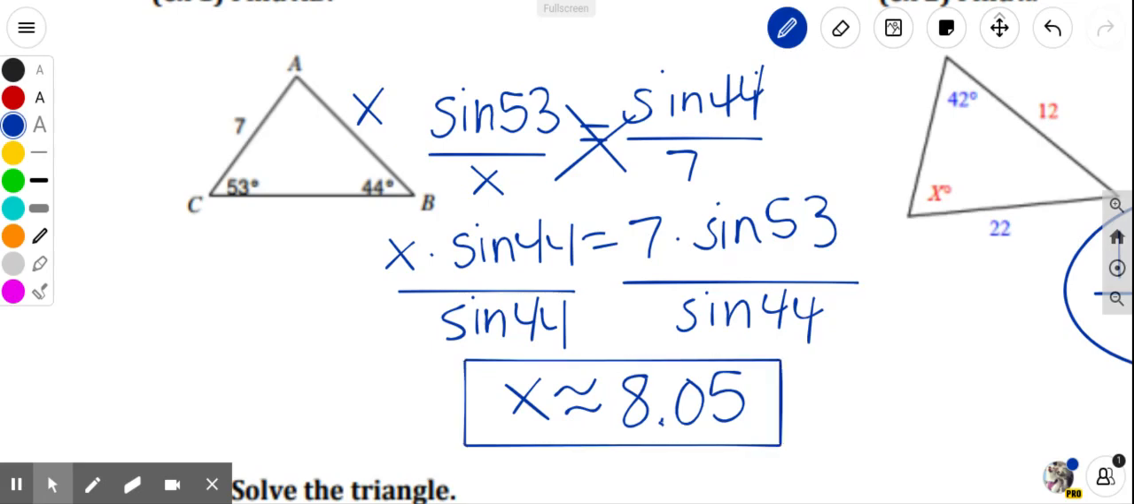Okay, so there is example 1. Now, again, I guess I should say if you're doing that part in your calculator, you would hit 53 sine times 7 equals, and then divided by 44 sine equals. Let me just double check that. So 53 sine times 7 equals, divided by 44 sine equals, 8.05. Okay, so that's example 1.